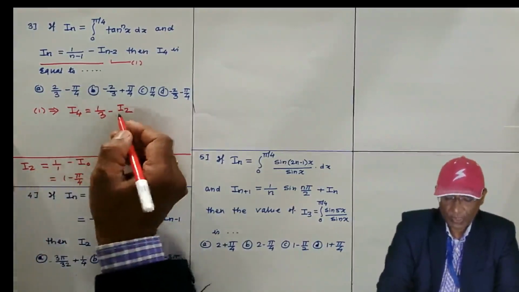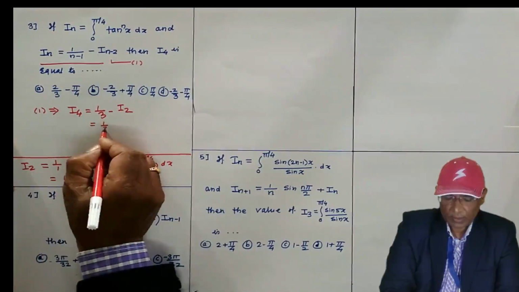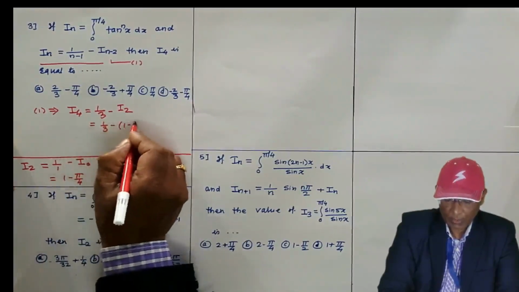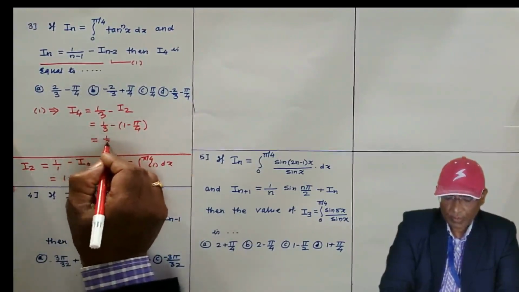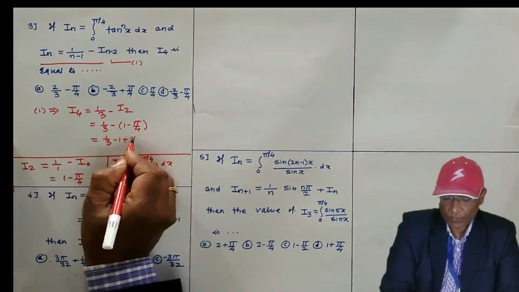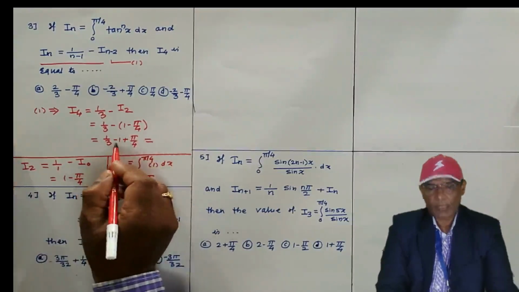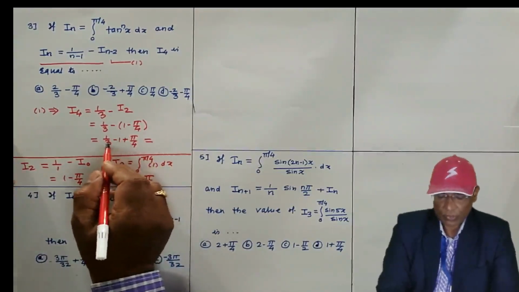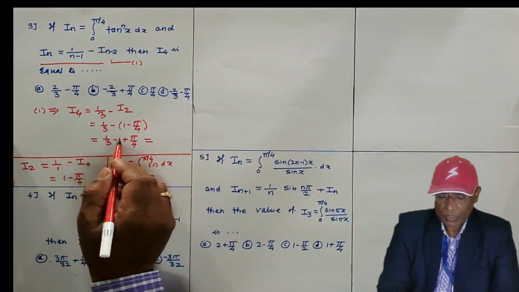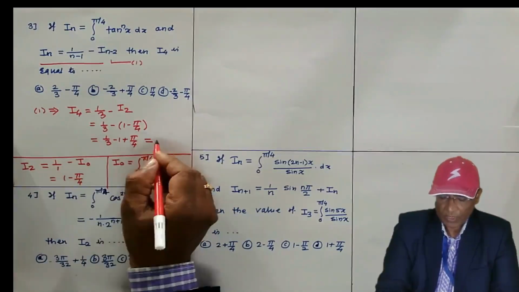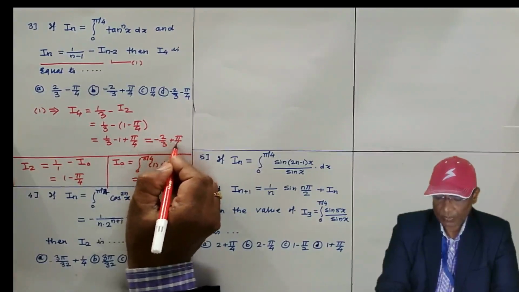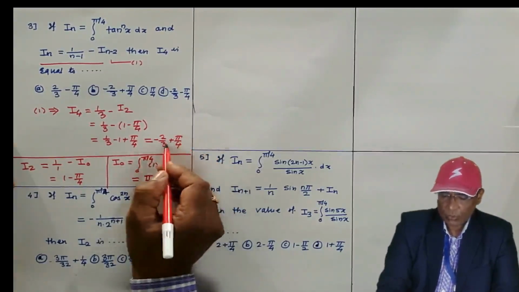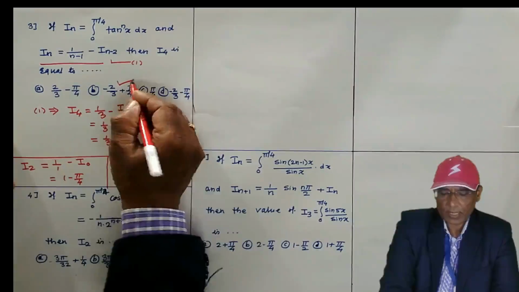Put the value of I2 here again. 1 by 3 minus 1 minus pi by 4 is 1 by 3 minus 1 plus pi by 4. Next step here I am writing. If you take LCM as 3 for the first two terms, then minus 3 plus 1 is minus 2 by 3 plus pi by 4. Minus 2 by 3 plus pi by 4, this is the correct answer.